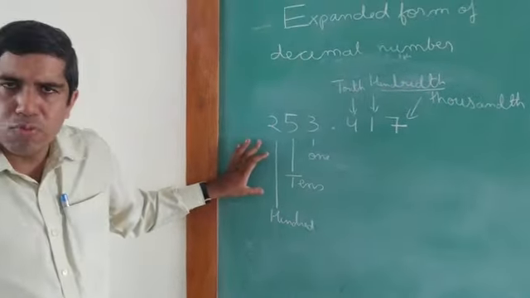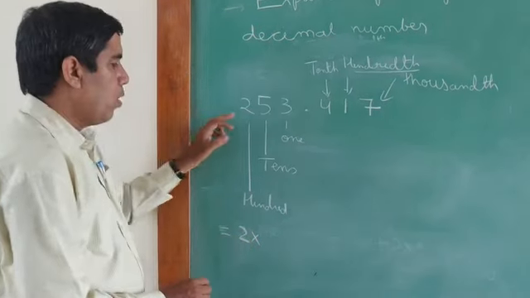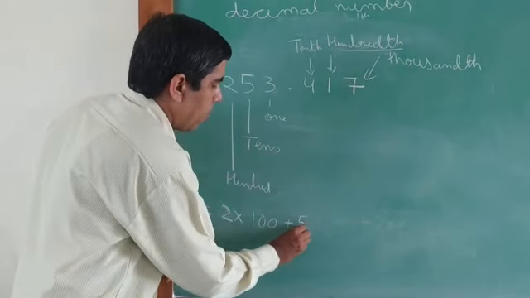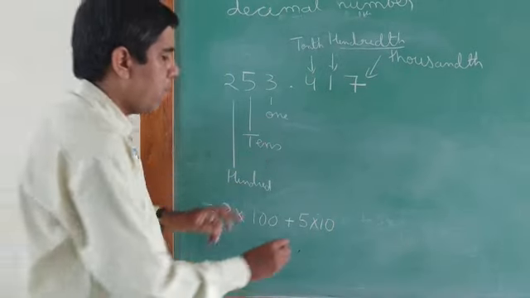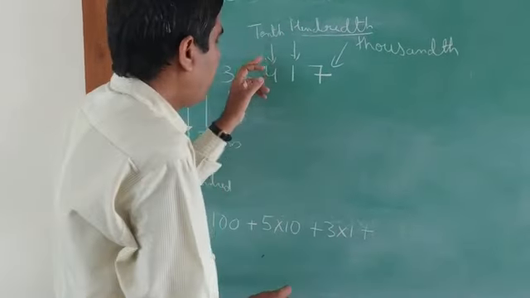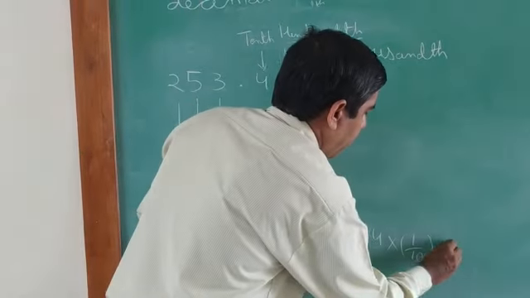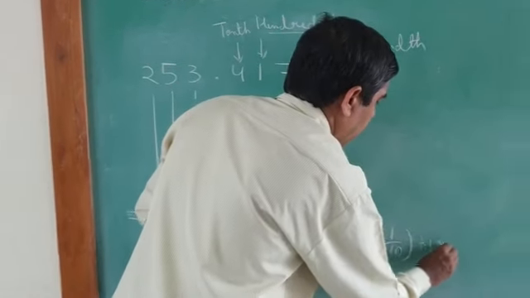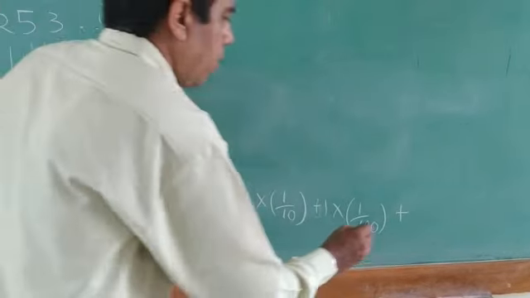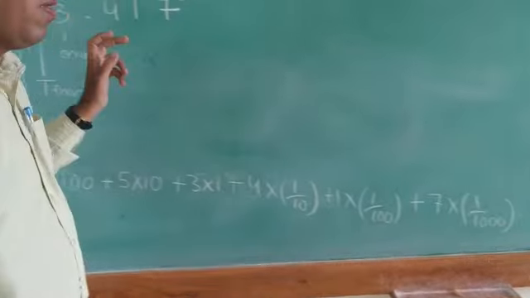Now, whichever place it is in, we have to multiply with that. So I mean to say, 2 multiplied by 100, plus 5 multiplied by 10, plus 3 multiplied by 1, plus 4 multiplied by 1 by 10, plus 1 multiplied by 1 by 100, and plus 7 multiplied by 1 by 1000.